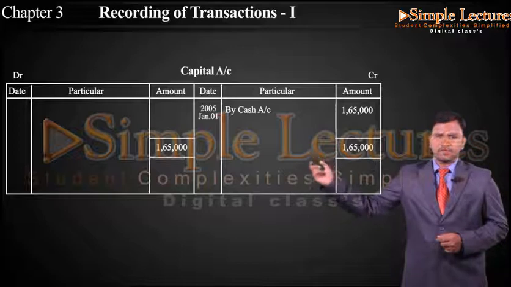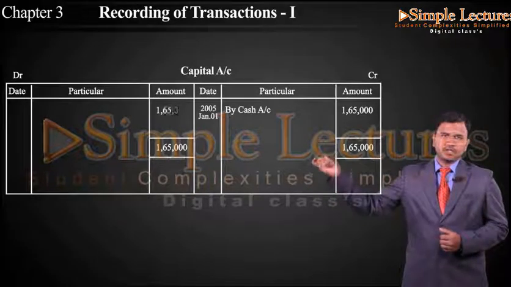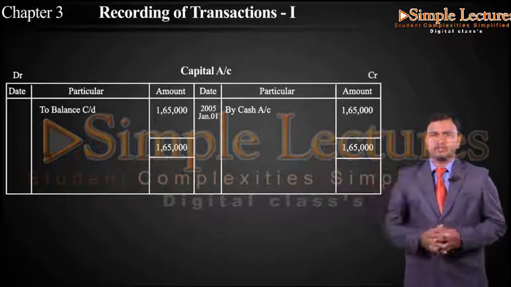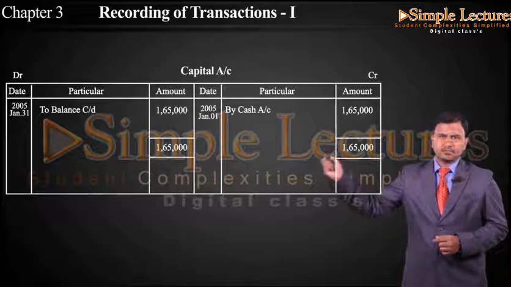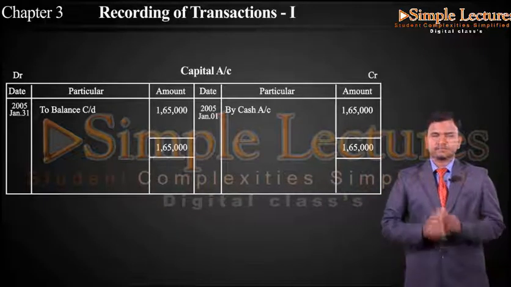1,65,000. Now, in the above we don't have any values, so we get the same value over there, 1,65,000, that will be to balance carried down, at the end of the month, 31st Jan, to balance carried down 1,65,000. So this is the capital account.